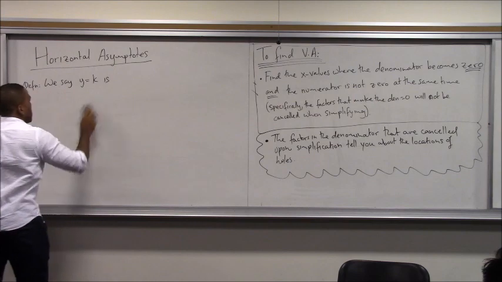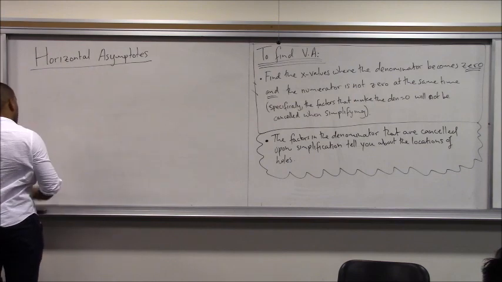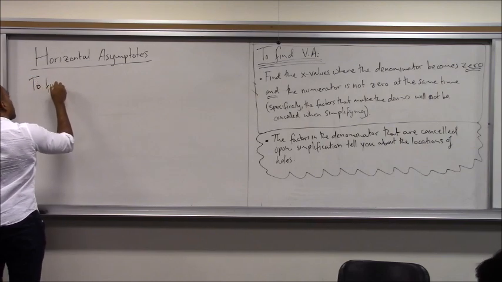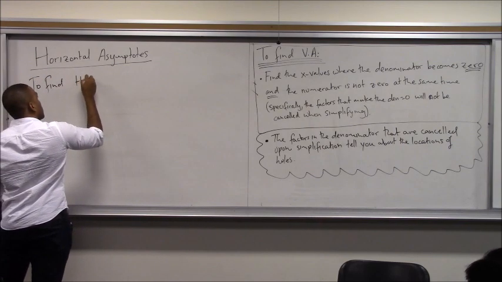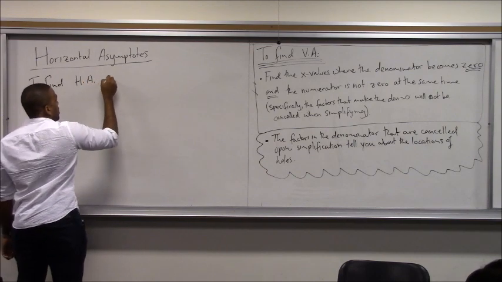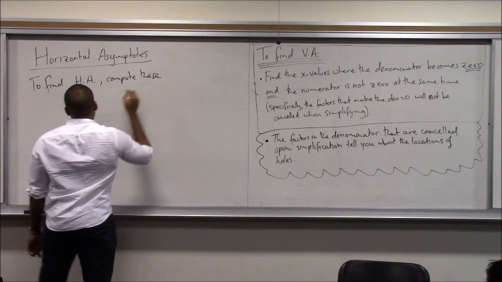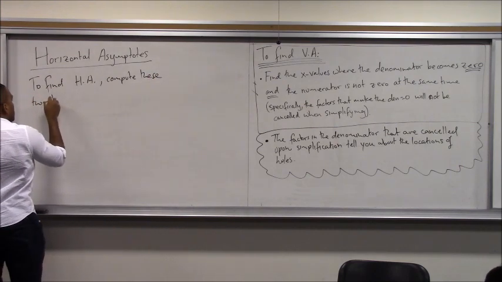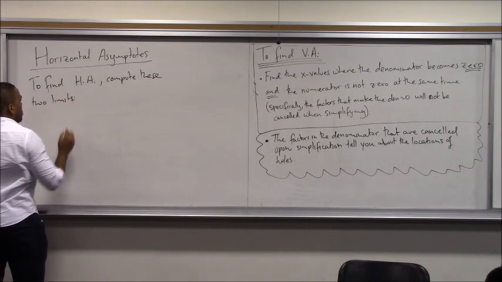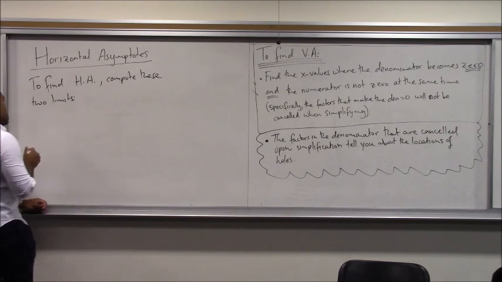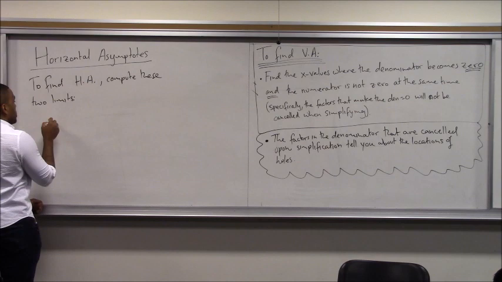Well, let's not just do the definition, because that's just me regurgitating the thing. Let's actually say how we find it. To find horizontal asymptotes, compute these two limits. So this one, you can't get out of doing limits, but the limits will actually be nice ones, because they're going to be limits at infinity.